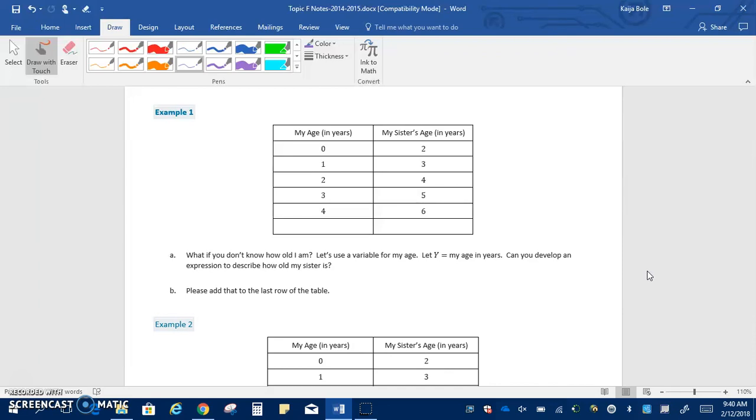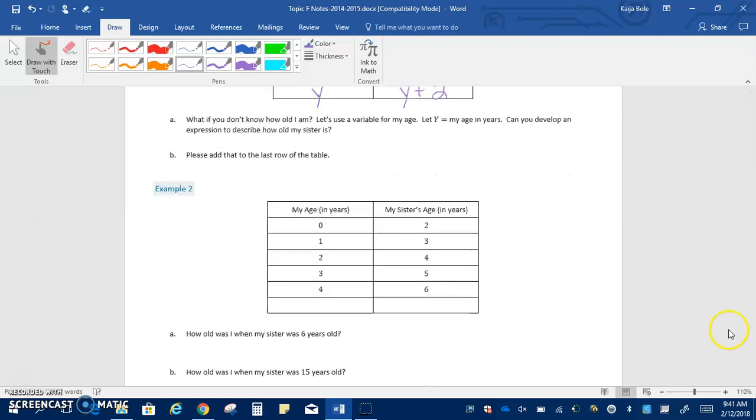Part A says, what if you don't know how old I am? Let's use a variable for my age. So Y is going to be my age in years, so this is going to be Y down here. Can you develop an expression? If you remember from the front, we added 2 going across every time. So that means for the bottom, we'd take our y and add 2. Then it says to put that in the last row of the table. So that's all we had to do there.